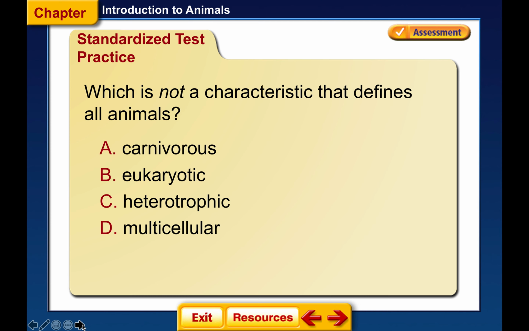But the one thing that all animals are not is carnivores. We have a lot of herbivores. Think of cows, they're herbivores. We have insectivores. We do have carnivores. We have omnivores. So not all animals are going to be carnivores.